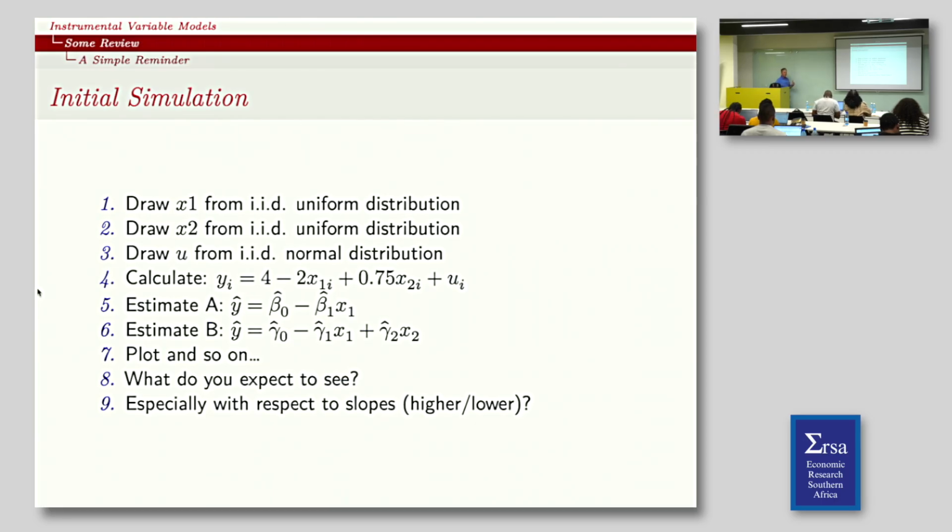So here's a simulation idea. The first thing we're going to do is draw x1 from an IID distribution. Then we draw x2 from an IID distribution. We draw the error from an IID distribution. Then we take the data x1, x2 and u, multiply and add them to get our outcome yi. Then we estimate two different models. Model A ignores x2. Model B includes x2.